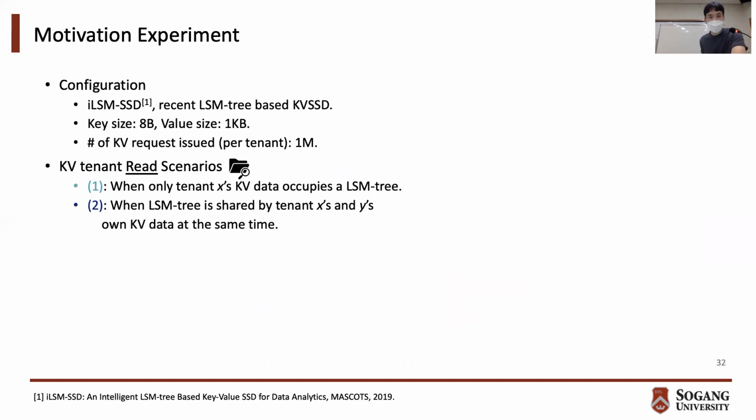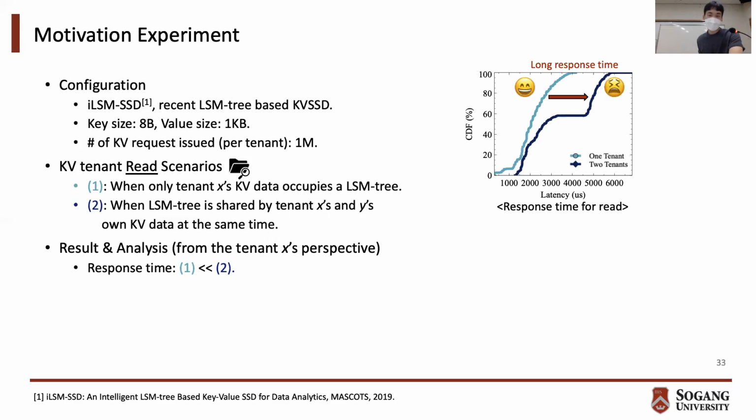We confirmed this overhead in our motivation experiment using iLSM, which is a recent KV SSD, and we set up two read scenarios. First, when only the tenant accessing key value data occupies the LSM tree. And second, when the LSM tree is shared by the tenant accessing and writing their own key value data at the same time. In case one, 60% of the tenant's accessed key value data is retrieved within 2 milliseconds. But in case two, 40% of the tenant's data is retrieved within 6 milliseconds.